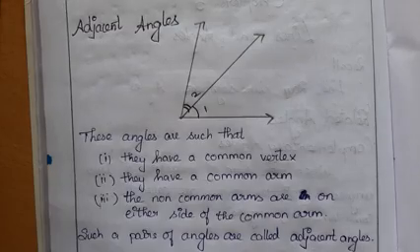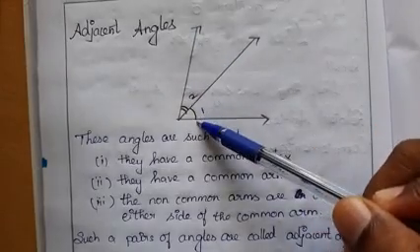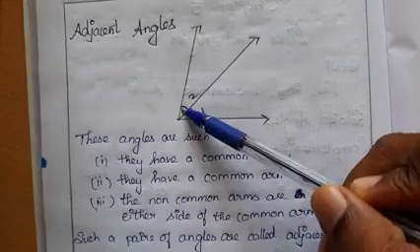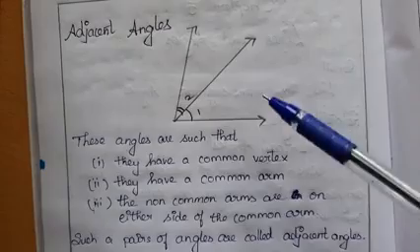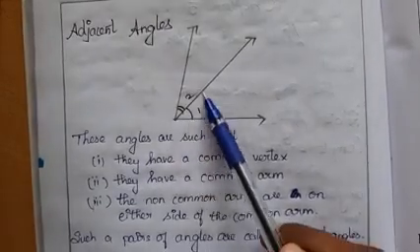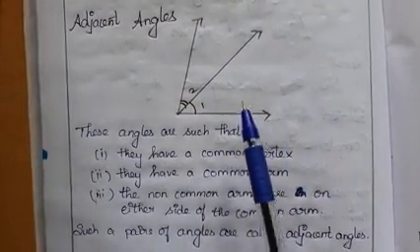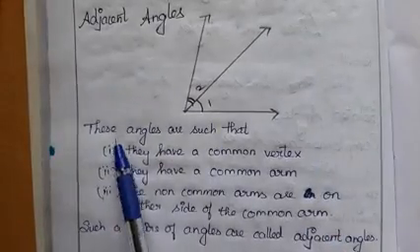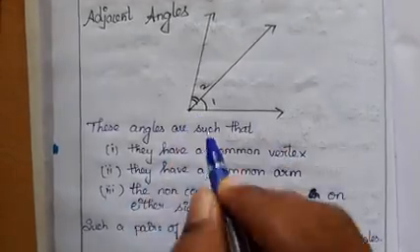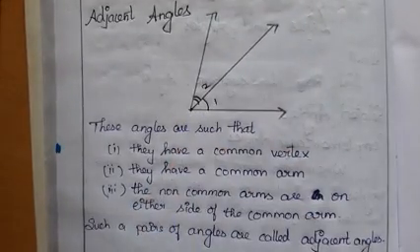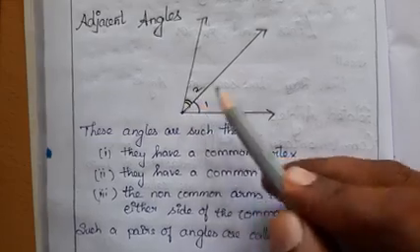So here we go for the next, adjacent angles. You can see in the figure that angle 1 and angle 2 are given, and we can notice that they have a common vertex and a common arm, with two arms on either side. If it is like this, then we call it adjacent angles. The angles have a common vertex, this is the common vertex, and they have a common arm. This arm is common for angle 1 and also for angle 2.